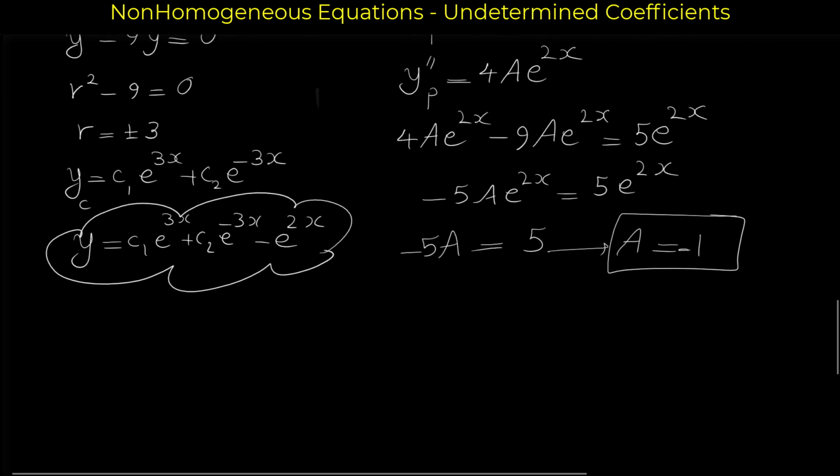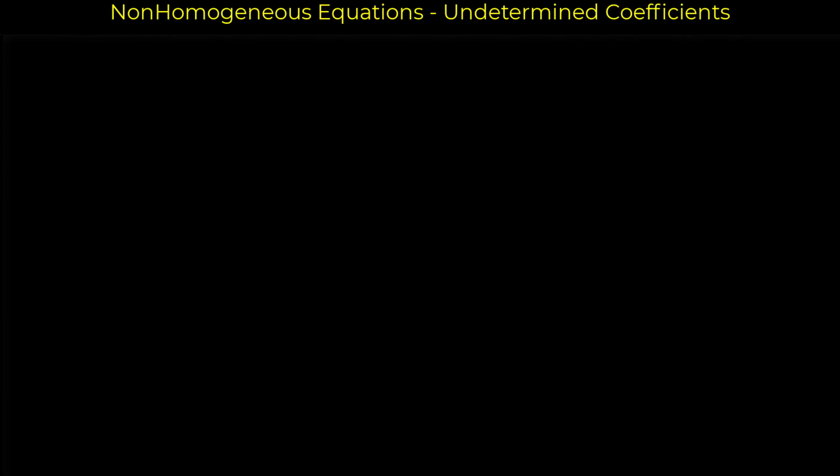Now let me show you another example. y double prime plus y prime minus 2y equals 3 cosine x minus sine x. We have a non-homogeneous second order differential equation, and f of x is a combination of sine and cosine. This example is again a relatively simple example.